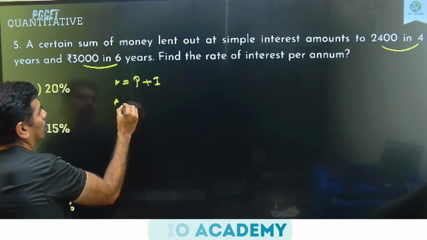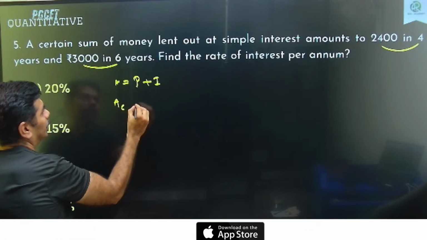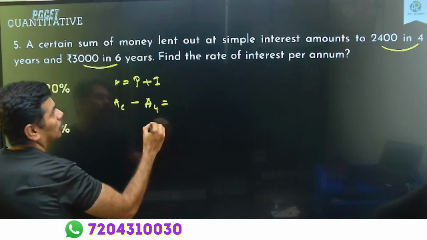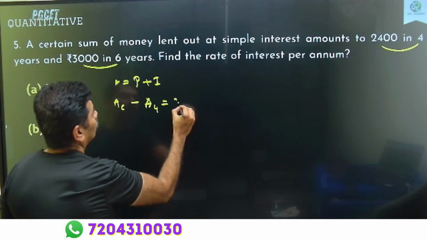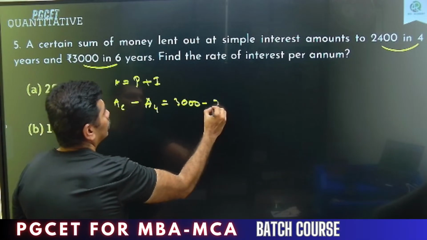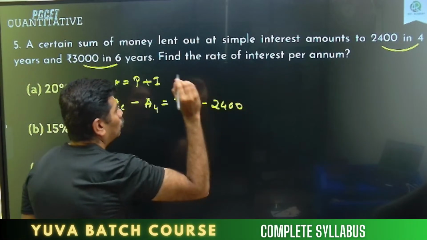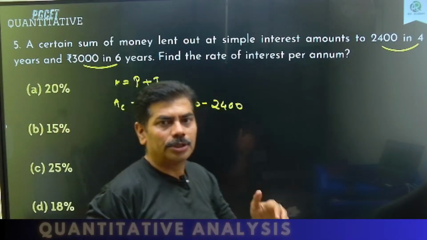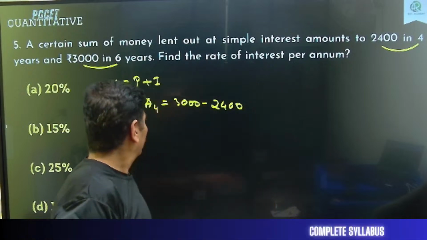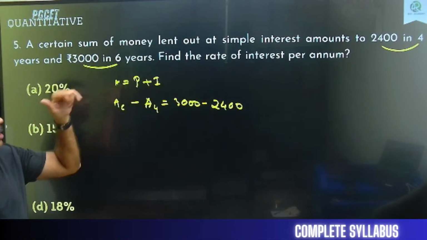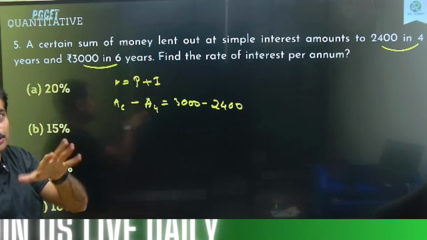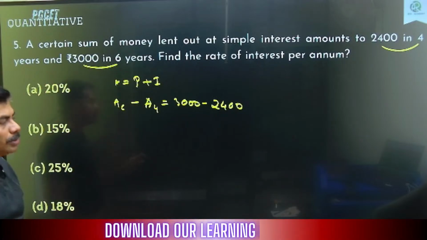So amount at the end of 6 years minus amount at the end of 4 years. So that would give you 3000 minus 2400 rupees. Okay, now we will use numbers ಮಾಡ್ತಾ ಇದ್ದೇವೆ ಪ್ರಿನ್ಸಿಪಲ್ ದೊಳಗೆ. It is always in terms of rupees. Interest is always in rupees. Amount is always in rupees. Okay, and whereas rate of interest is in percentage. Okay, so just remember this part.